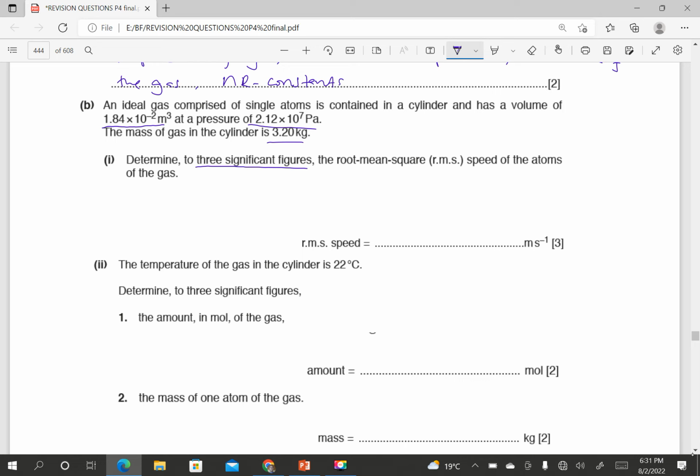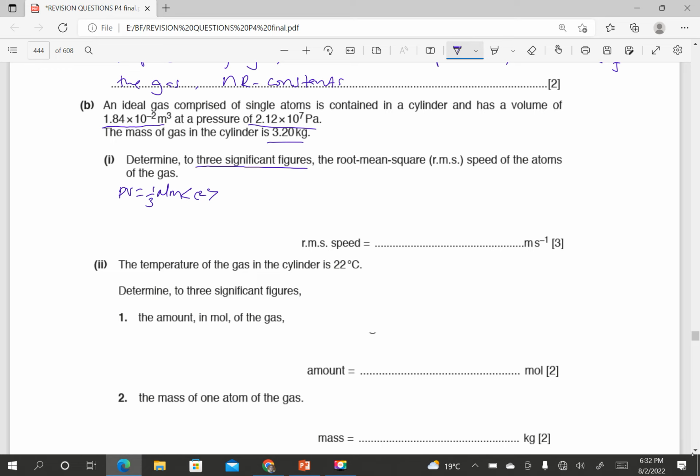That is easy. We can use the general equation which is normally given in the list of formula. That is PV is equal to a third N m mean square speed. Of course, we know that N times m is the total mass of the gas, which has been given as 3.2. What else have they given us? Okay, they have given us the volume. Yeah, I think that is enough.